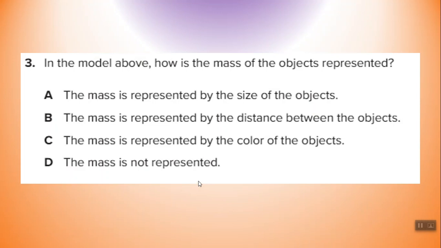Question number 3. In the model above, how is the mass of the object represented? A, the mass is represented by the size of the object. B, the mass is represented by the distance between the objects. C, the mass is represented by the color of the objects. D, the mass is not represented. The correct answer is A, because neither the color nor the distance correlates to the relative masses.